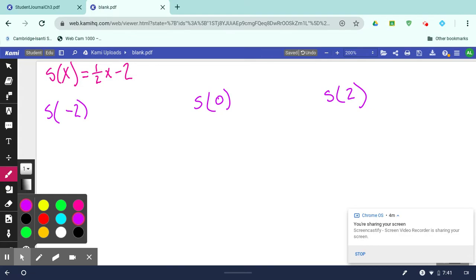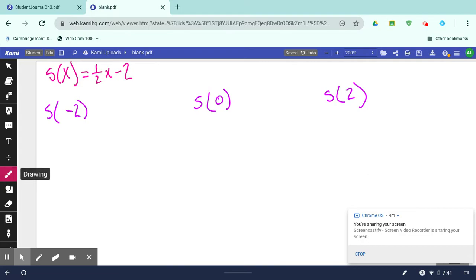Remember what we did on Friday where we're plugging different things in for x? That's exactly what we're doing. We're plugging in different x values to see what we end up getting for the y, and then we're going to have the x and the y value. We're going to plug that into our graph. All right, so we have s of -2, so 1/2 times -2 minus 2.